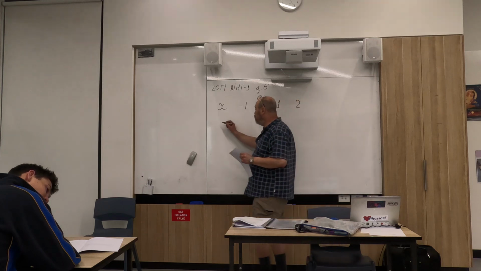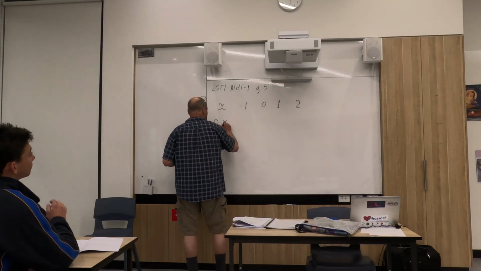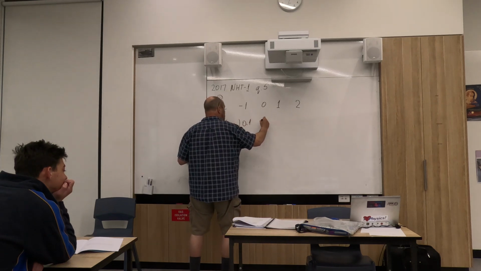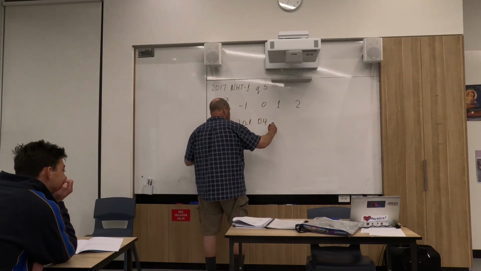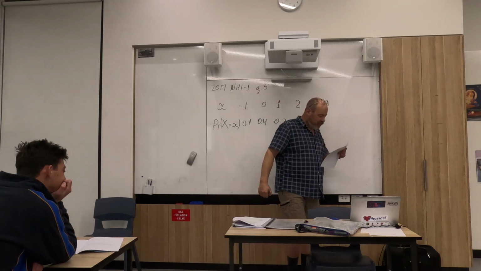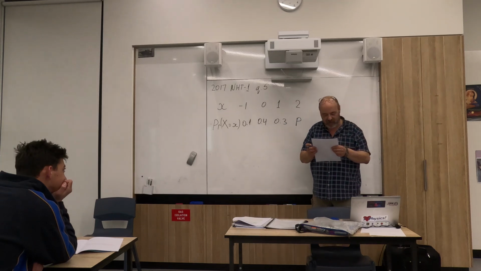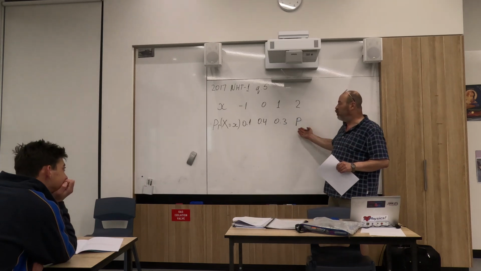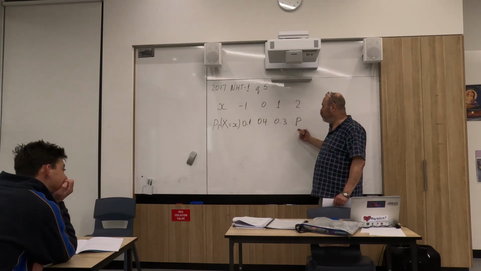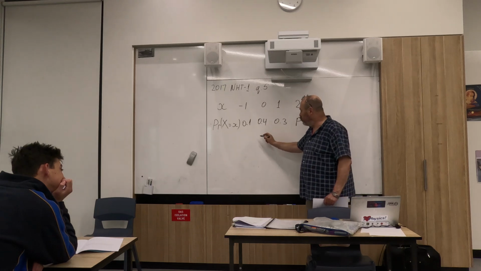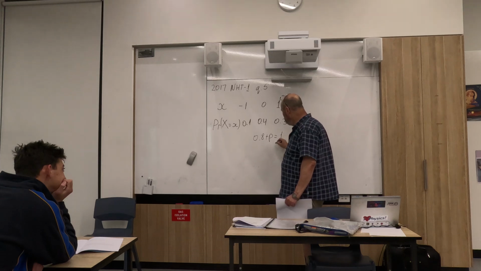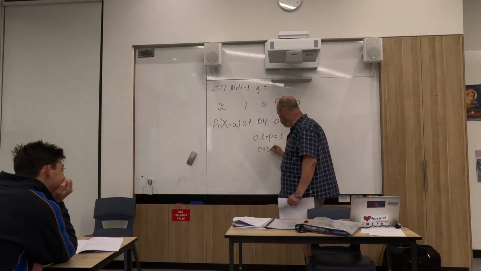And the probability that X equals x is 0.1, 0.4, 0.3, and an unknown p. Question A: find the value of p. This is like a baby question. We need to add them all to 1. So we have 0.8 plus p equals 1. Obviously p equals 0.2.